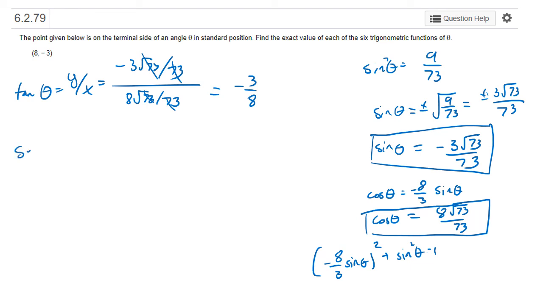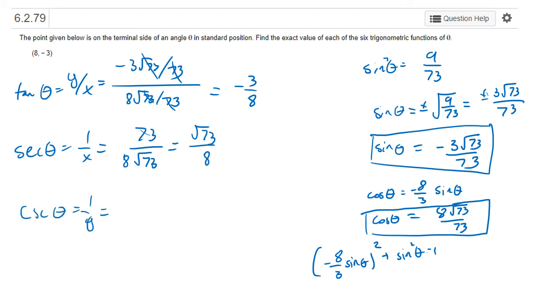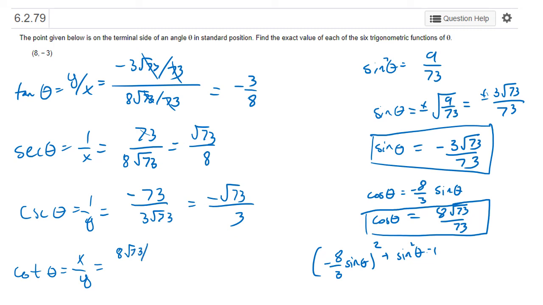The secant of theta is 1 over the x. I just need to reciprocate my cosine expression. 73 over 8√73, or √73/8. The cosecant of theta is 1 over the y, so I reciprocate my sine function to get negative 73 over 3√73, aka negative √73/3. And finally, the cotangent of theta is x over y, or cosine over sine, so 8√73/73 over negative 3√73/73. Lots and lots of stuff cancels, and we just get negative 8/3. And there we have it.